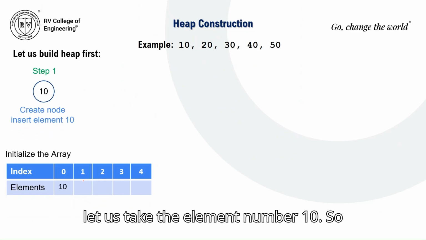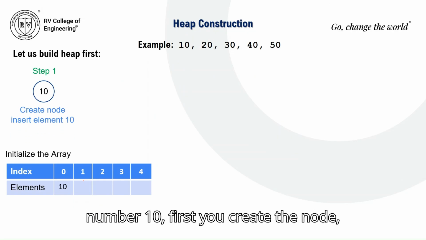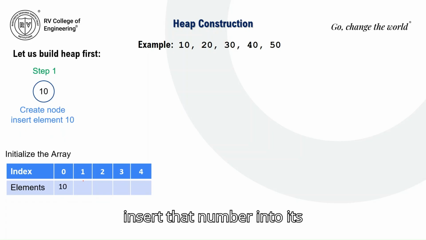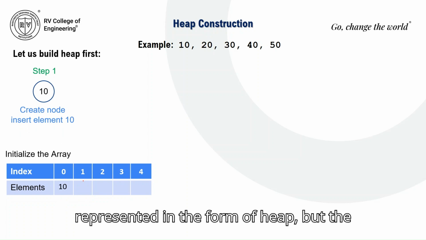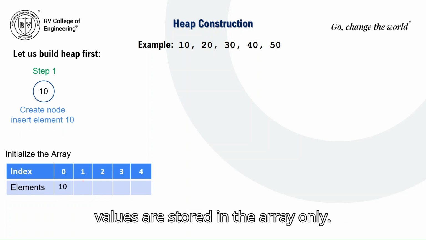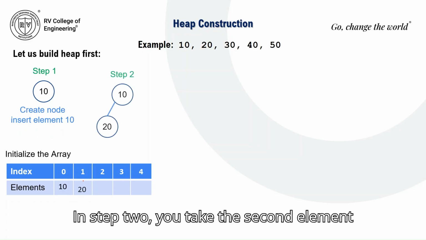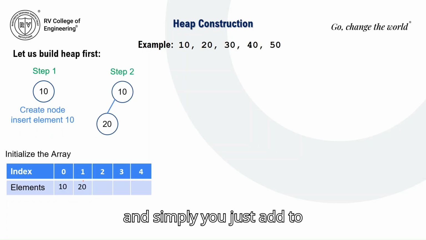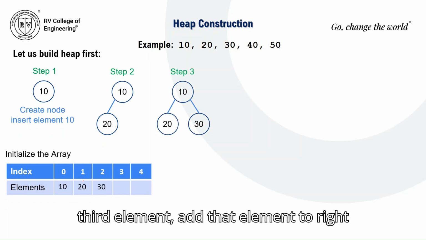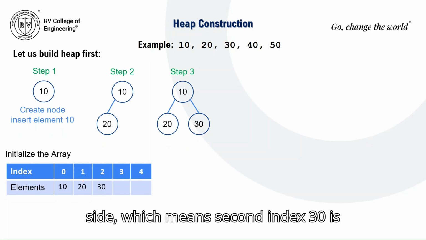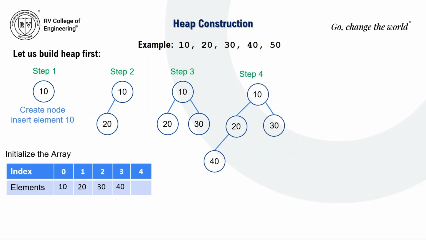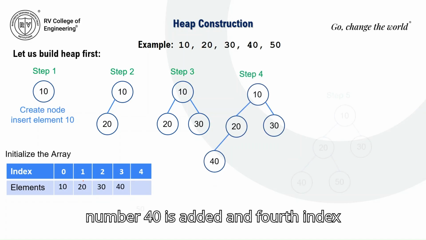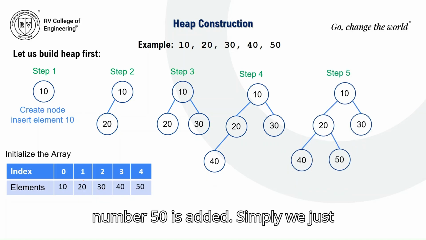First, let us take the element number 10. You create the node and insert that number into its 0th index. Obviously, this is represented in the form of a heap, but the values are stored in the array only. In step 2, you take the second element and simply add it to the left side. Again, you take the third element and add that element to the right side, which means at the second index 30 is added. Similarly, at the third index number 40 is added, and at the fourth index number 50 is added.